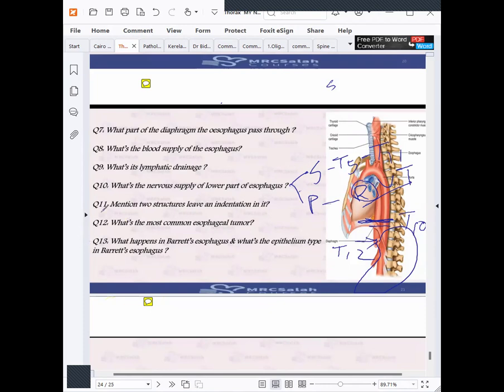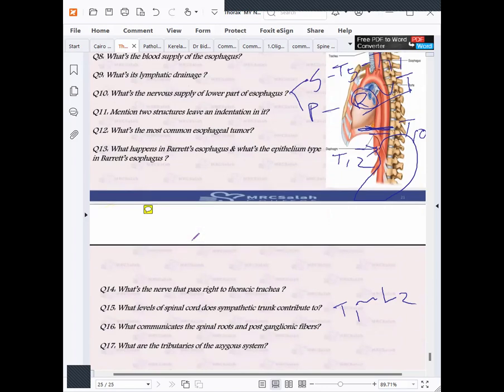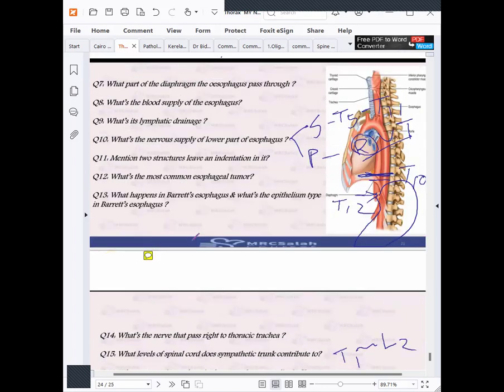Okay. Mention two structures that leave an indentation in it. The left main bronchus and the left atrium. And the aortic arch also, of course. Yes, left principal bronchus, left atrium, and aortic arch.